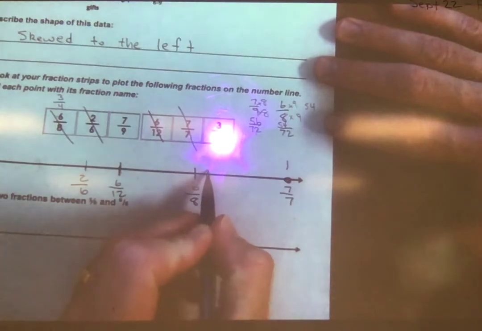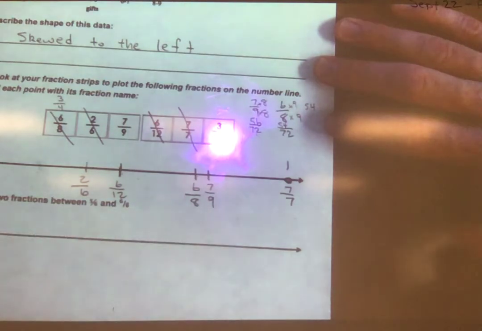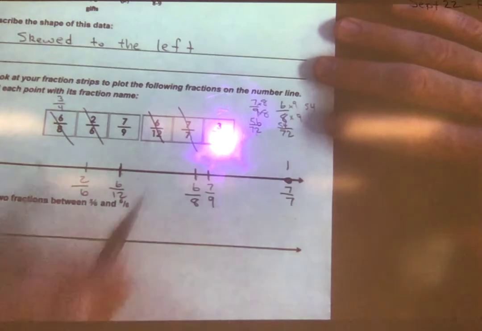So I'd probably just go in here and make it slightly bigger. And I can put in my 7/9 there. And then it makes sense. And I can prove that it's just a little bit bigger by using those common denominators.